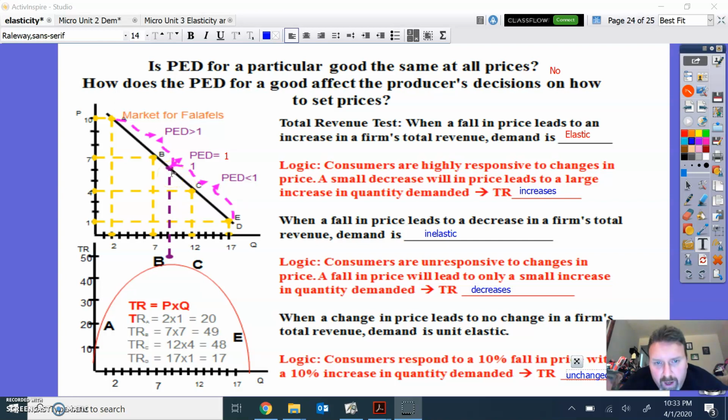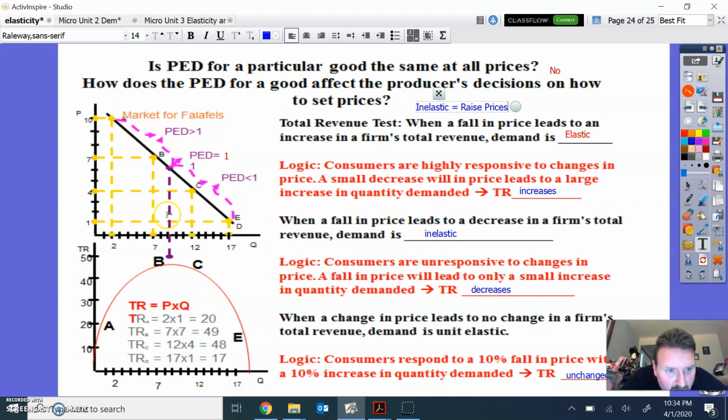And here's the point you've got to understand. Guys, we're only going to sell things in the elastic part of the graph. Because one of the rules that we've said over and over and over again is if a producer realizes that the demand for his good is inelastic, what should he do? He should raise prices.